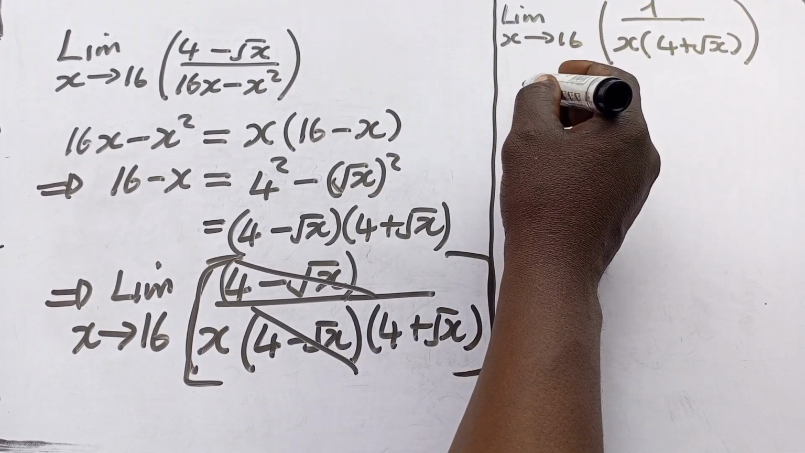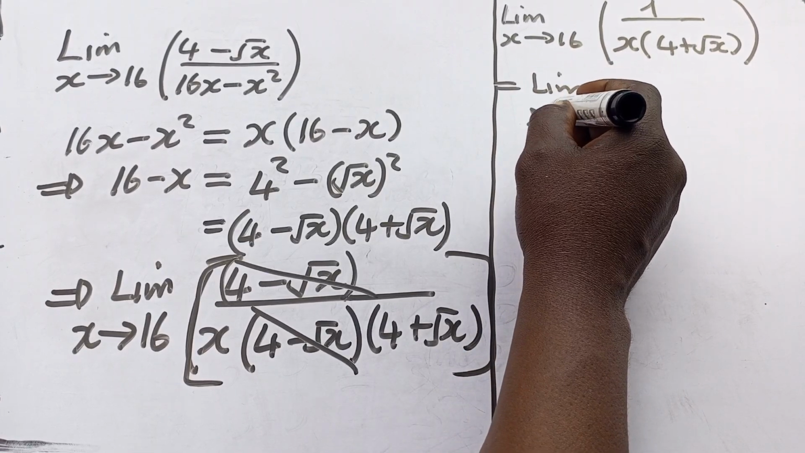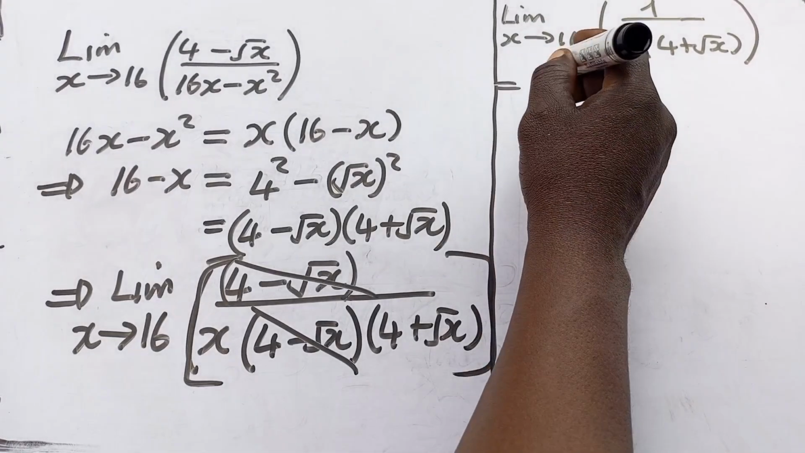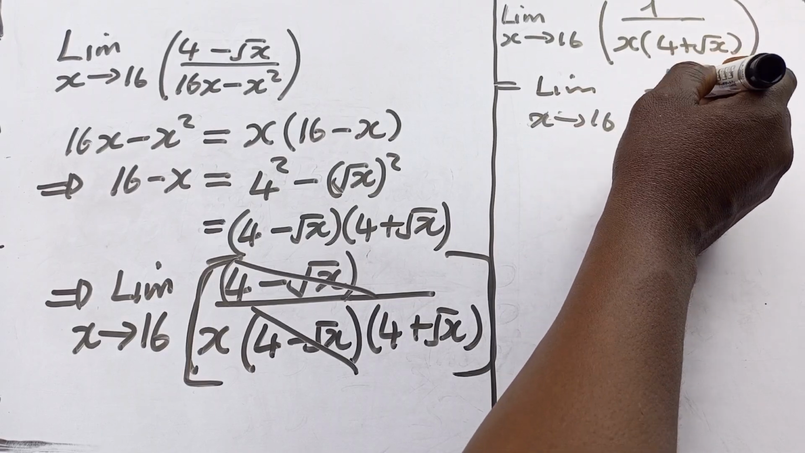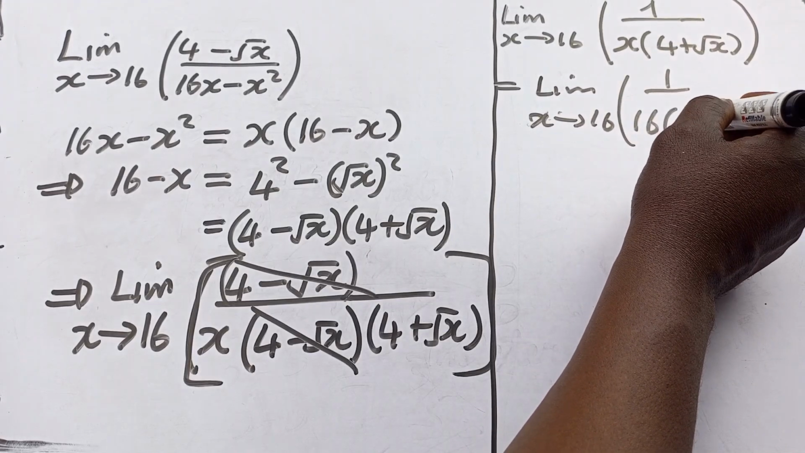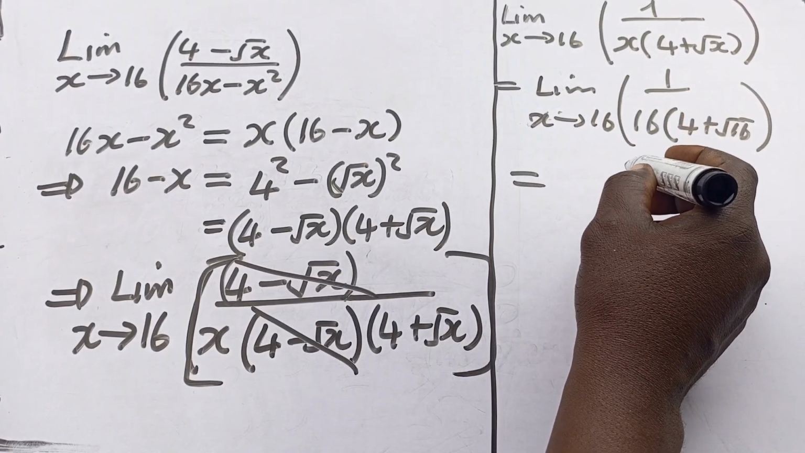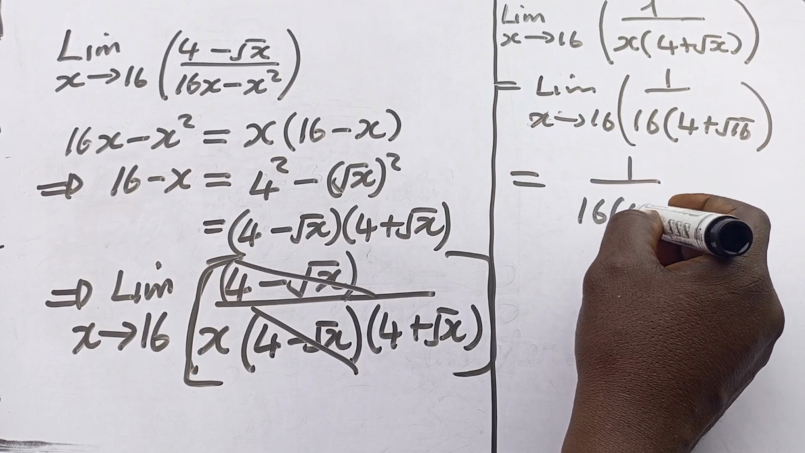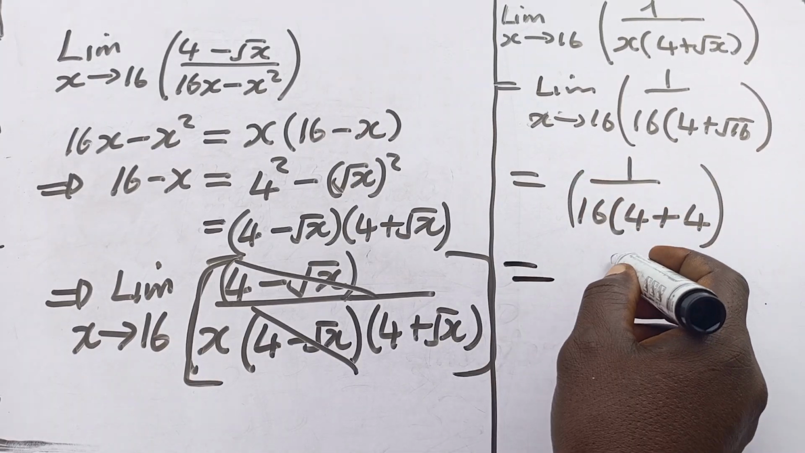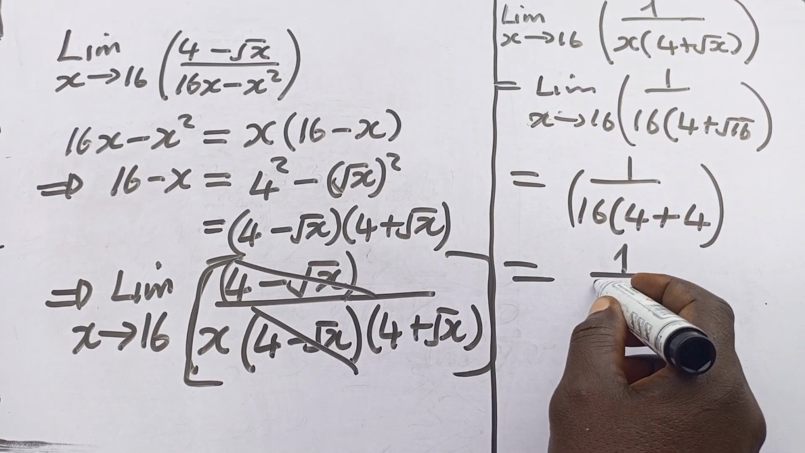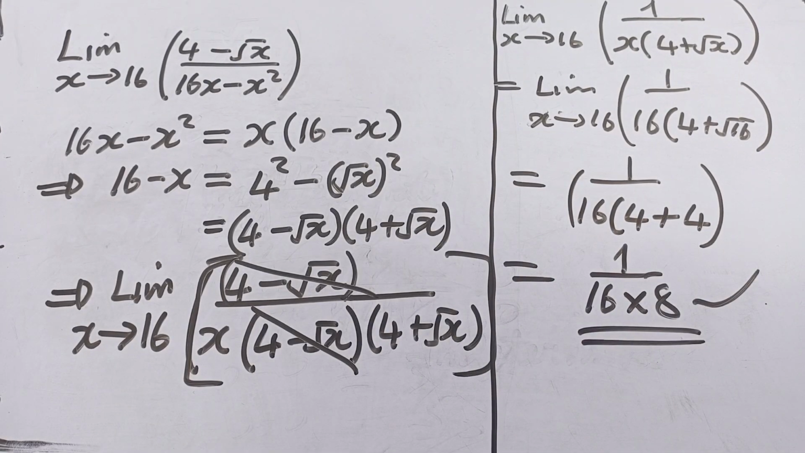All right, now let's apply our limit point 16 and see what we get. We have limit as x approaches 16 of 1 all over 16 times (4 plus root 16). That's simply going to give us 1 all over 16 times (4 plus root 16, which is 4), which gives us 1 all over 16 times 8. This gives us the value of our limit.